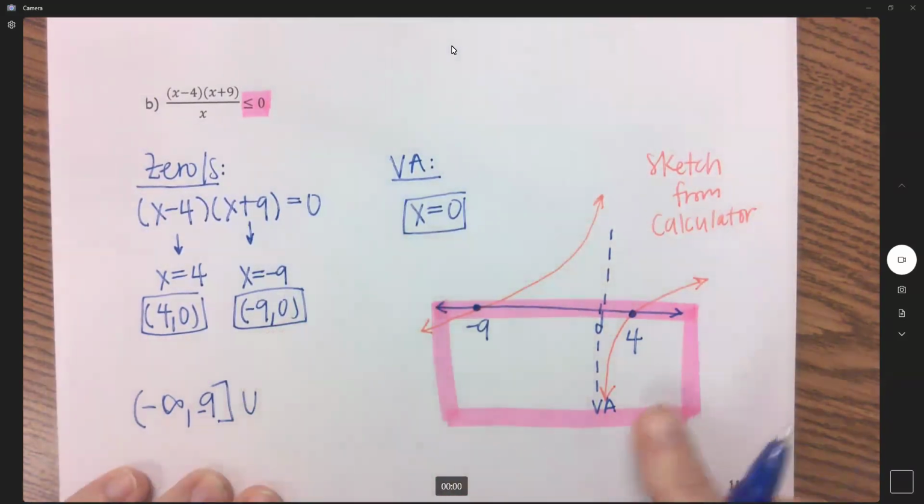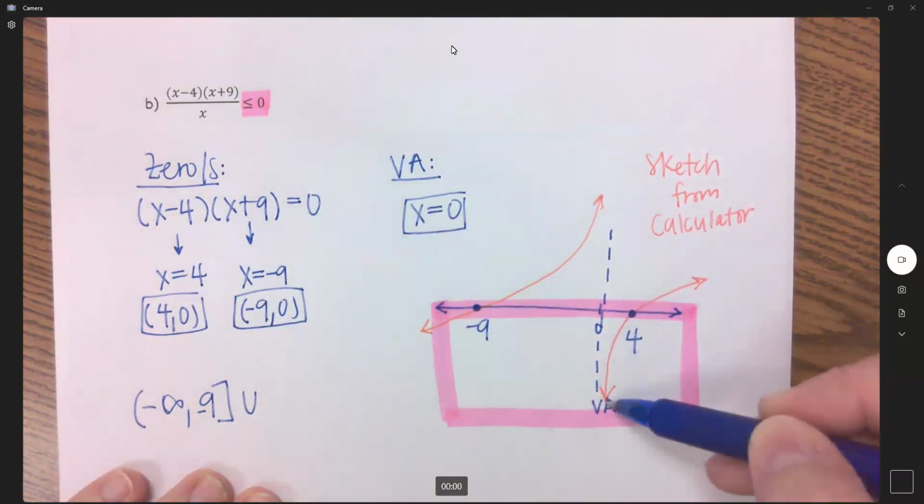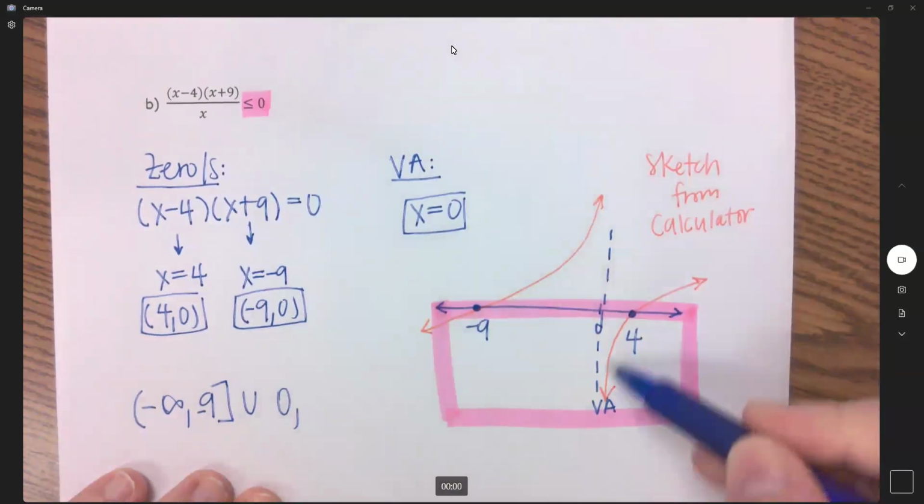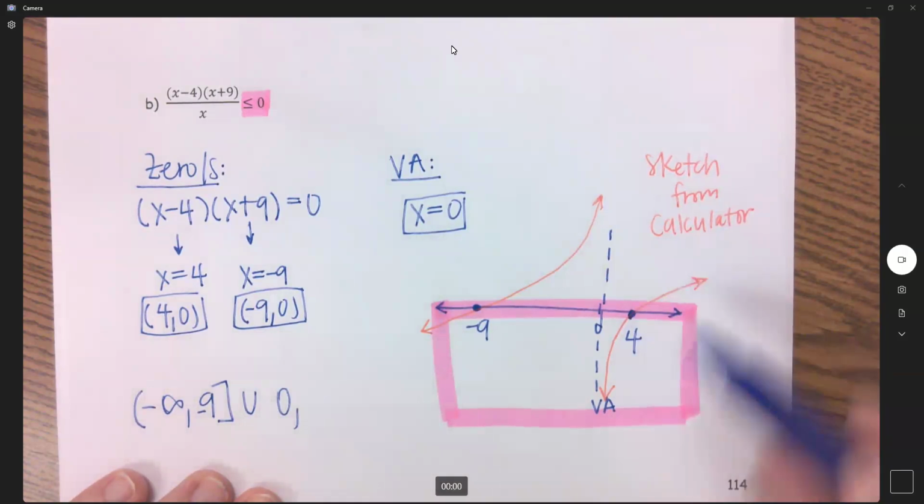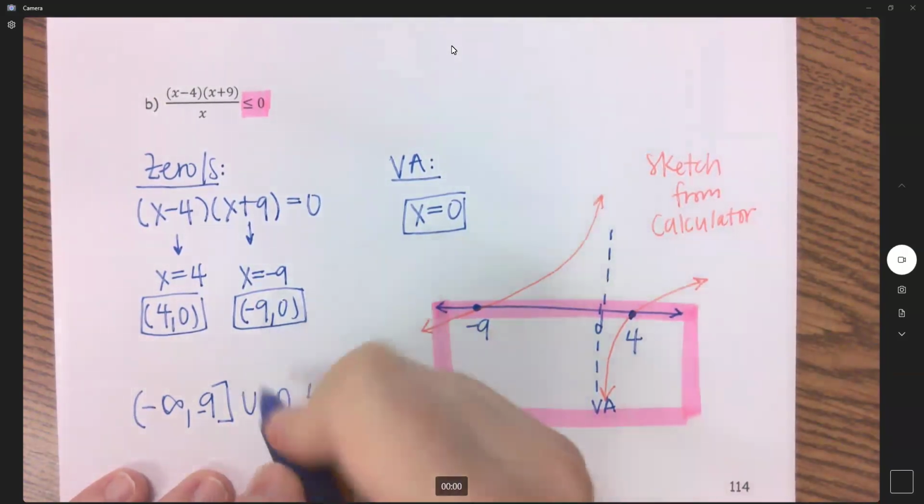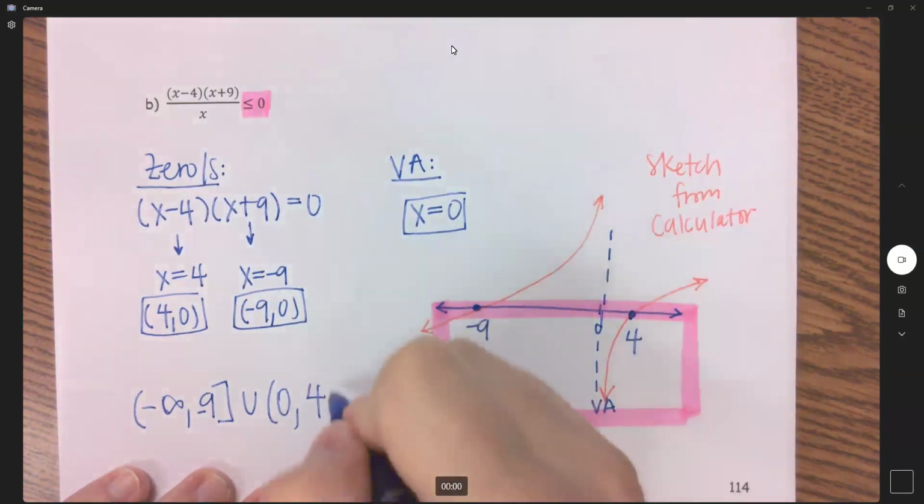And then the union, we have this little portion right here. So what is that, approaching 0 to 4? Then it crosses above. This 0 is a vertical asymptote, so it gets a parenthesis, even though it's or equal to. And then this 4, because it's a zero, will be a bracket.